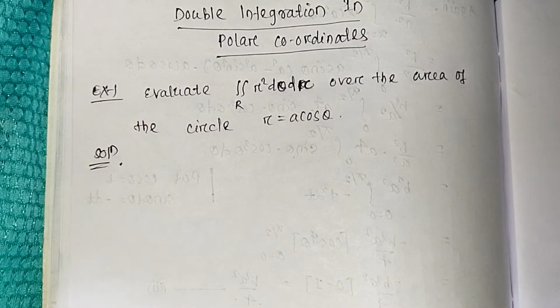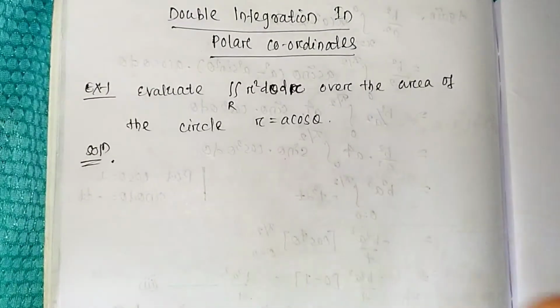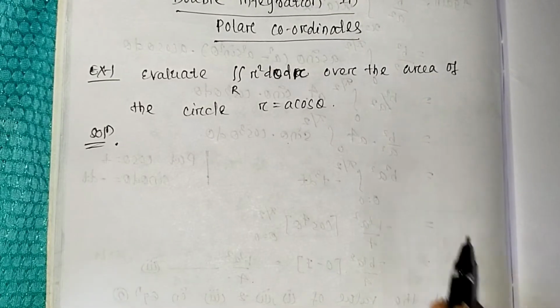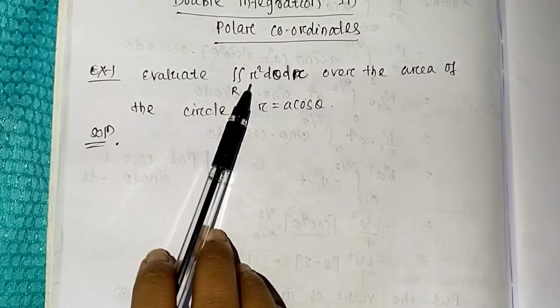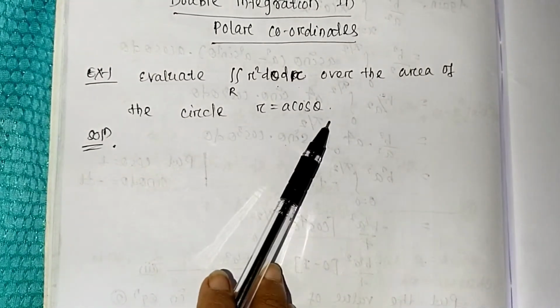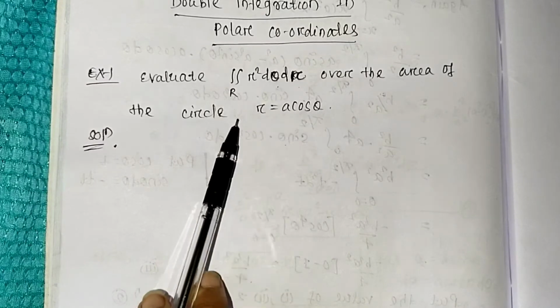In the previous lecture, we saw examples of double integration using Cartesian coordinates. In this lecture, we study double integration in polar coordinates, how we use double integration when given polar coordinates. So, let us see one example using polar coordinates. Evaluate the double integration of r square d theta dr over the area of the circle r equal to a cos theta. So this is the area of the circle.